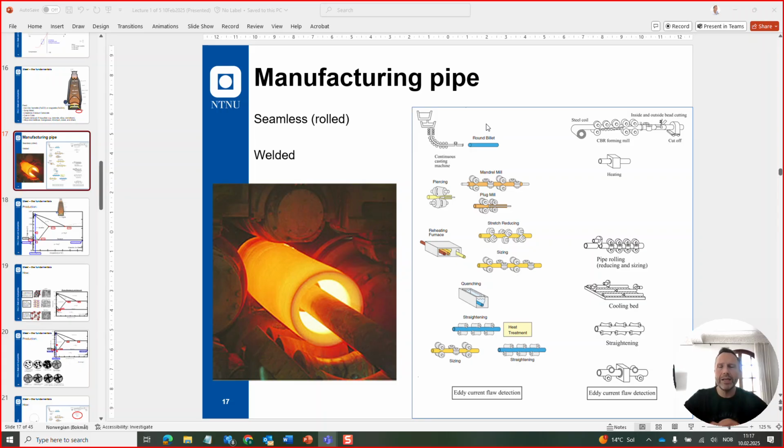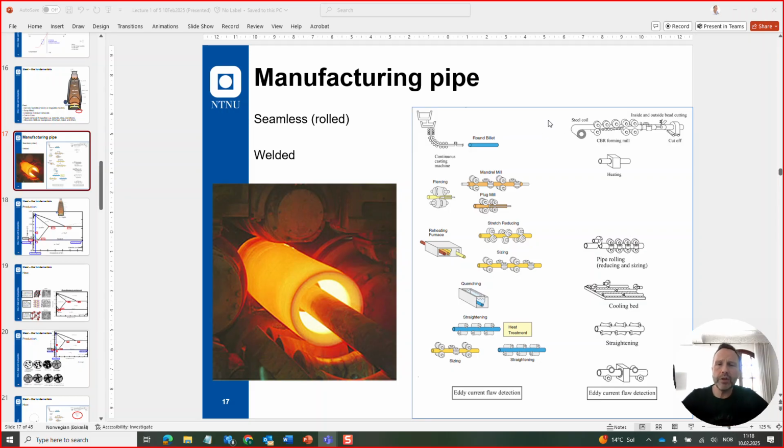But in the oil and gas industry, especially offshore, it's more common to use the seamless pipes for well construction. It's typically conductors and these sizes, the very big ones, that are made out of the welded type of pipe.